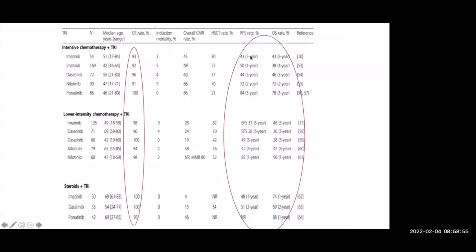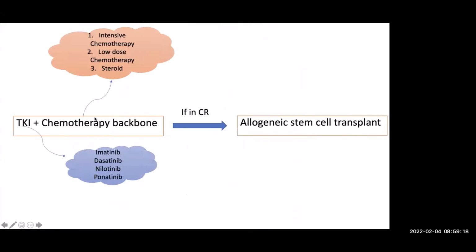The more intensive chemotherapy was used, and more stem cell transplant was used, in patients who had received intensive chemotherapy and TKI. But the stem cell transplant percentage was lesser in the studies where lower intensity chemotherapy or steroids were used, because these were unfit patients to begin with.